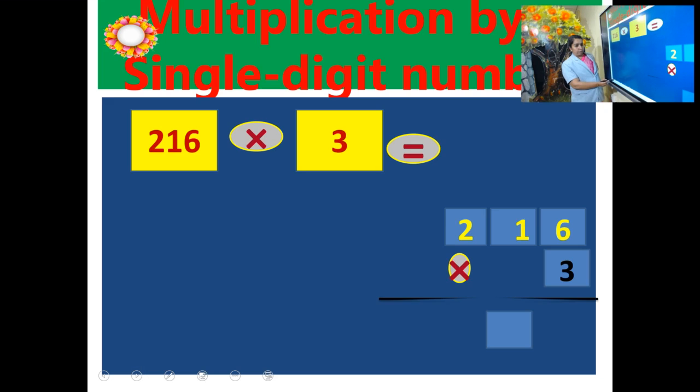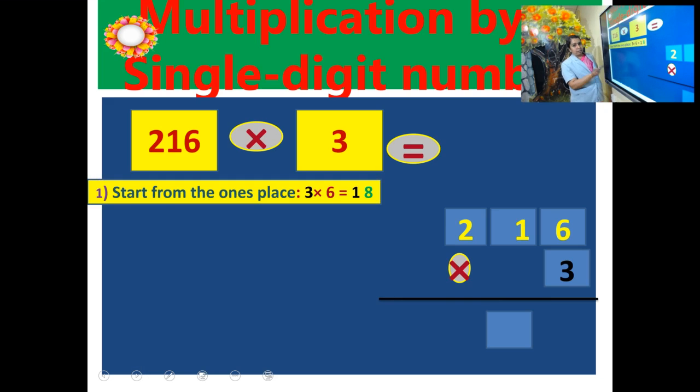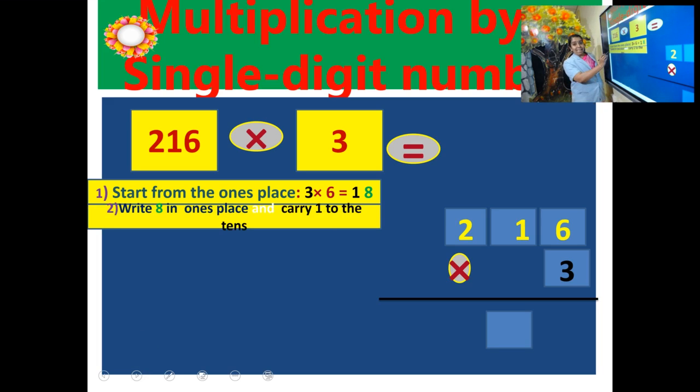Clear? Then take the table of 3. Then start from the ones place. Listen, for addition, subtraction and multiplication, these operations, you have to start with the ones place. Then 3 into 6. 3 6s are 18. Then how do you write it? Write 8 in the ones place and 1 as the carry over to the tens place.